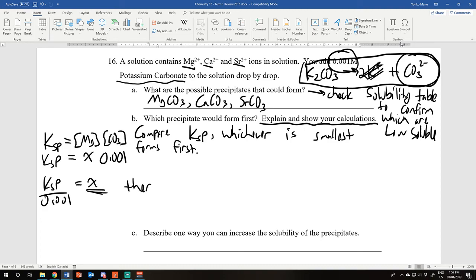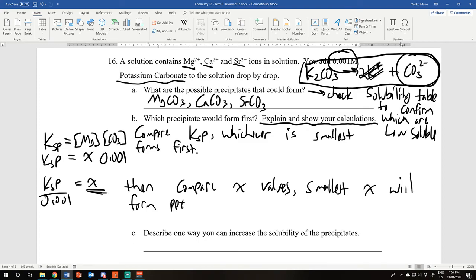Okay, then compare X values. Smallest X will precipitate first because that's the least amount. Okay, there we go. That's actually very ingenious because I think this is the first time anyone's ever attempted to explain this question using this calculation properly, at least using that equation properly.